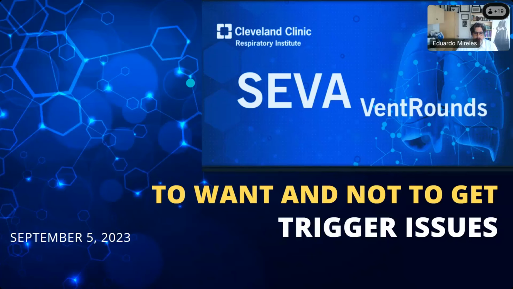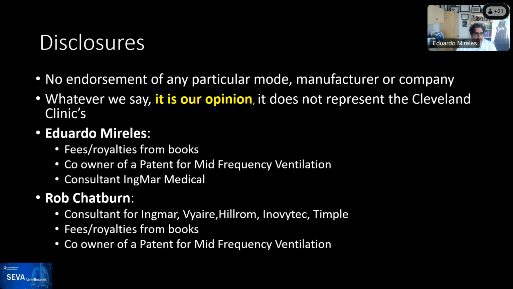And today we're going to talk about a common issue on mechanical ventilation: you want and you don't get. We're going to talk a little about trigger issues. This is a common item that we see, and I think this is one of those showstoppers that you need to recognize, meaning you should stop walking when you see one of these.